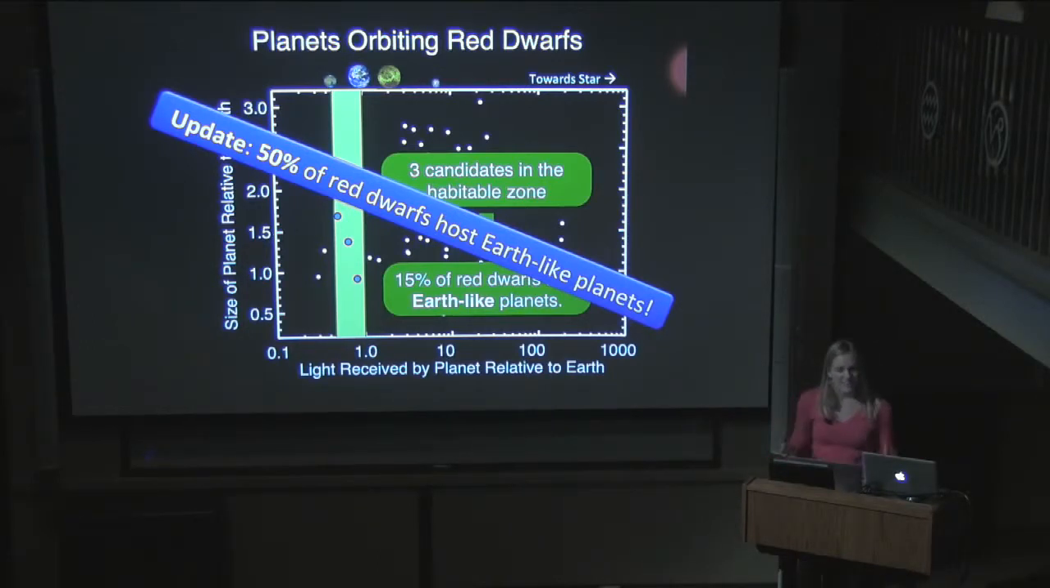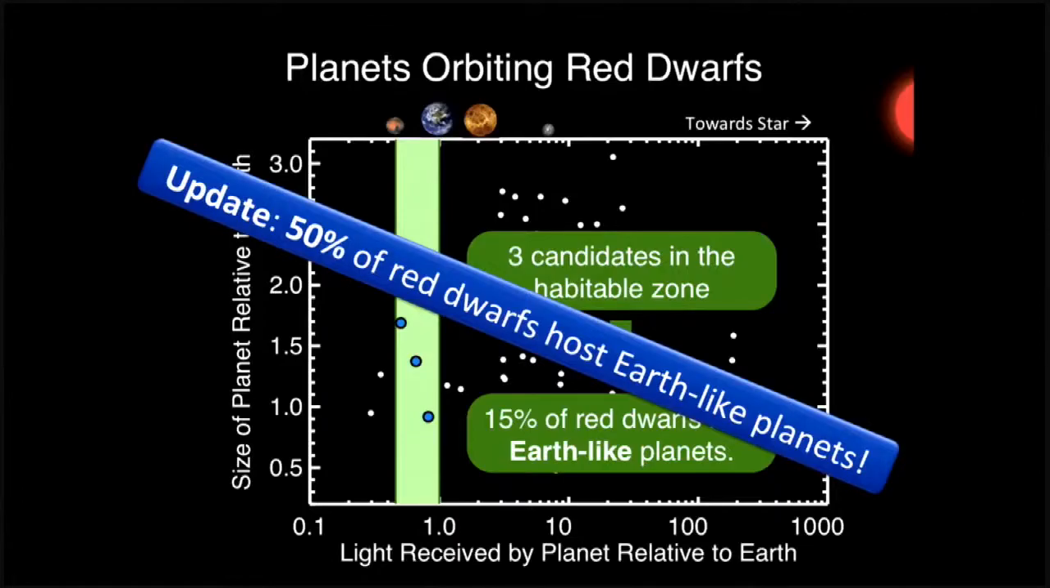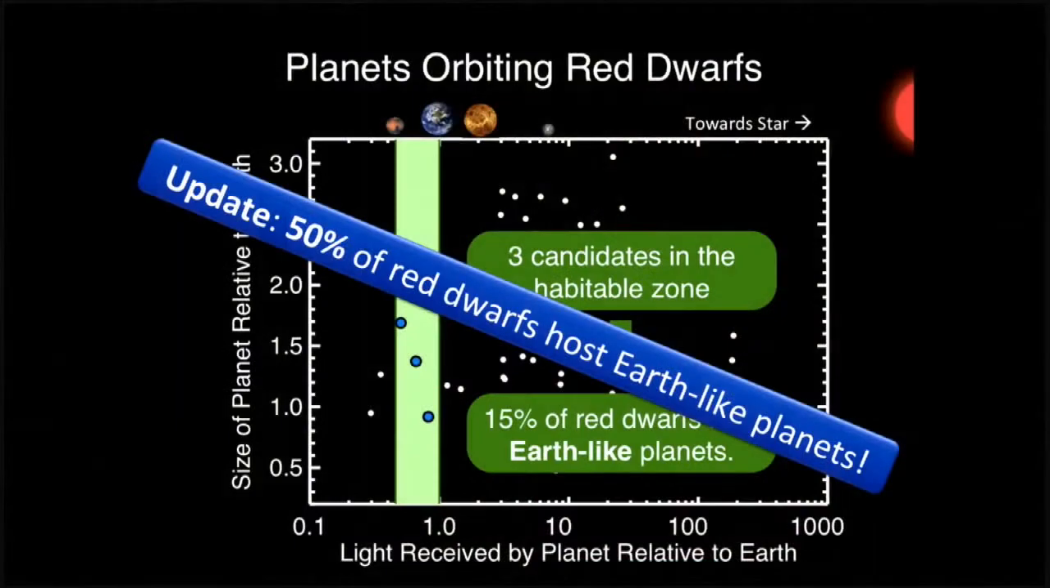which is a number that I find very exciting because it means that 1 out of every 2 red dwarfs has a potentially habitable small planet. And there are lots of red dwarfs in the galaxy.